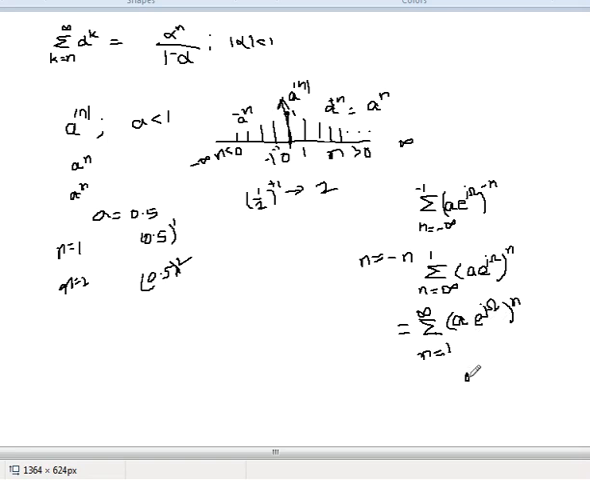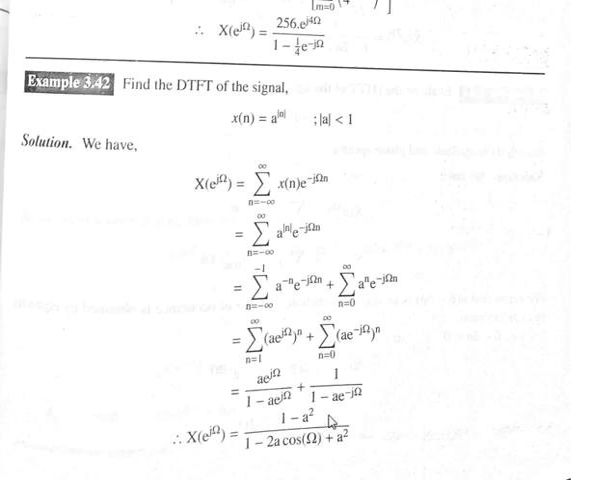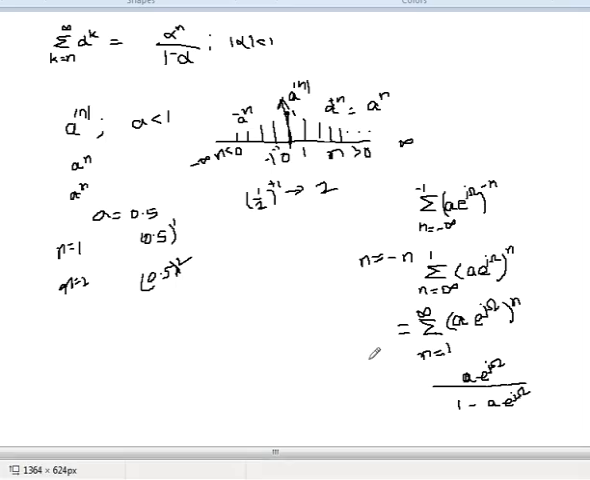So it is a into e to the power j omega divided by 1 minus a into e to the power j omega. That's it. So this modification is done with the first term. So we get this one as a into e to the power of j omega over 1 minus a into e to the power j omega.